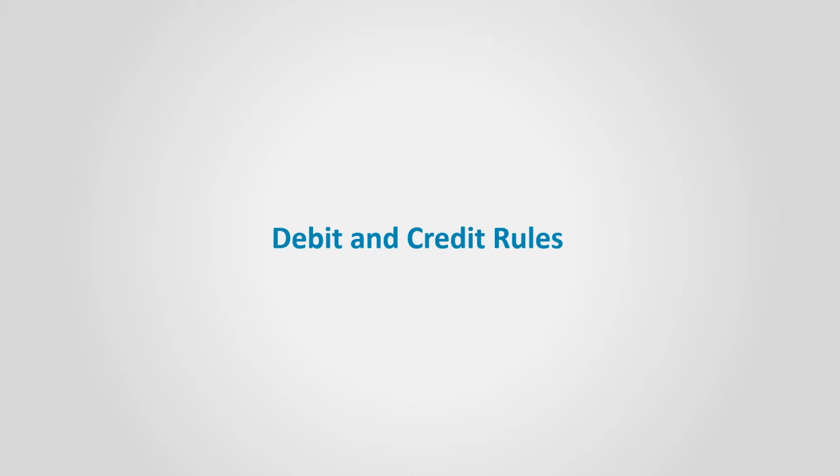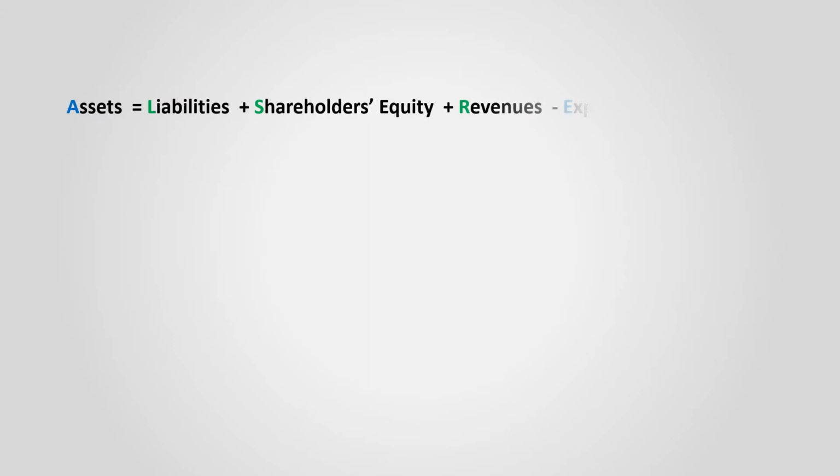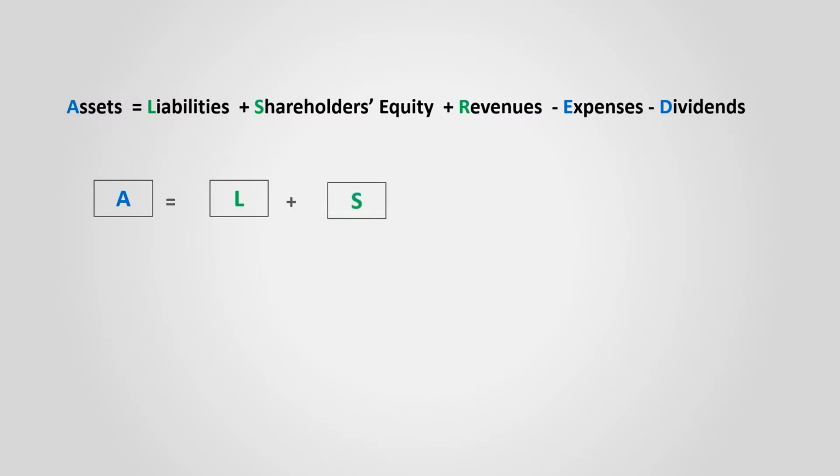Debit and credit rules. Let's have a look at the extended accounting equation. Assets on the left-hand side is equal to liabilities plus shareholders' equity plus revenues minus expenses and minus dividends on the left-hand side. You notice that expenses and dividends are having a negative sign. To make the sign before expenses and dividends positive, we will transfer them to the left-hand side.